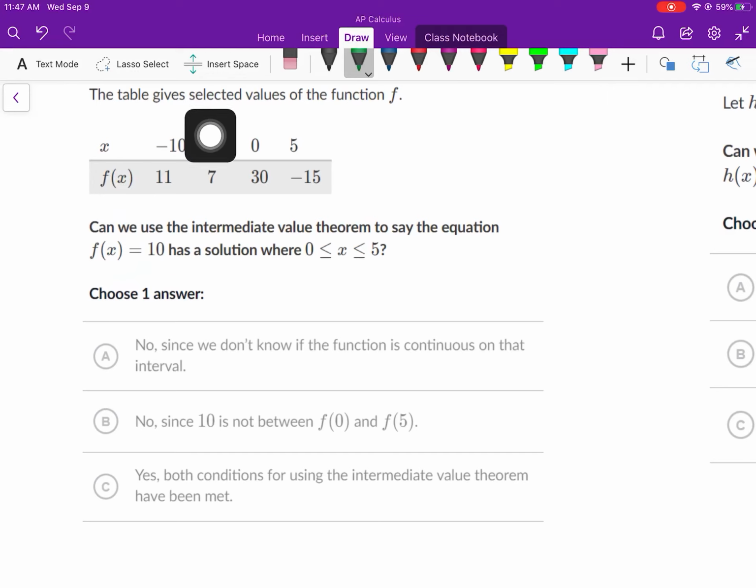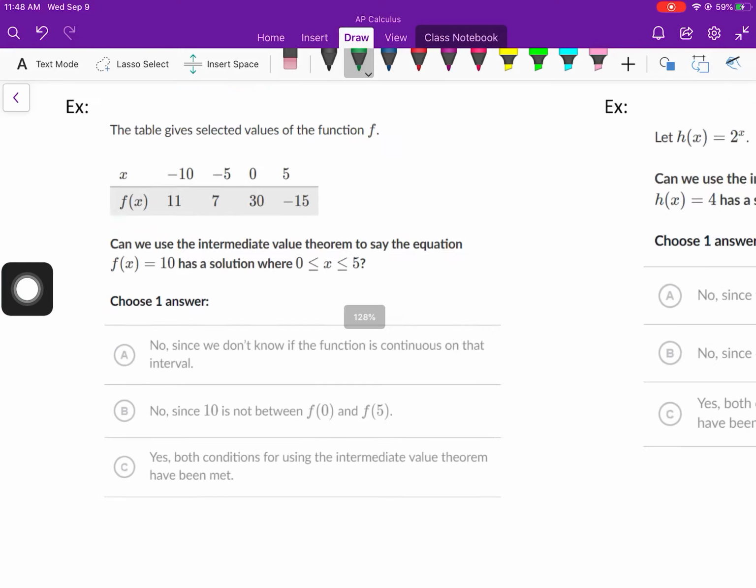Let's take a look at another one. The table gives selected values of the function f. Can we use the intermediate value theorem to say that the equation f of x equals 10 has a solution between 0 and 5? So if we look at 0 and 5, does 10 exist between these? Yes. 10 is between 30, excuse me, and negative 15.